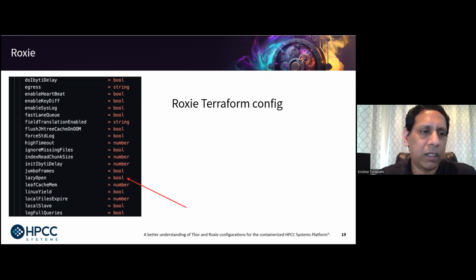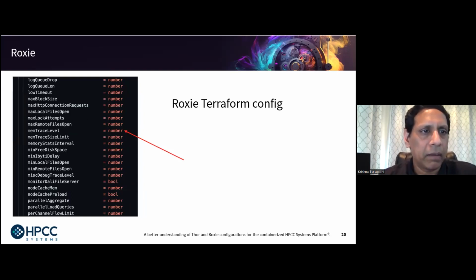That means when the Roxie starts, it will check to see if all the files are available. Or you can set it to say, we don't want Roxie to check when it starts, but when I'm running the query, it can go and validate if the files are there or not. Then you have leave cache mem. Then you have local files expire, local slave, log full queues.